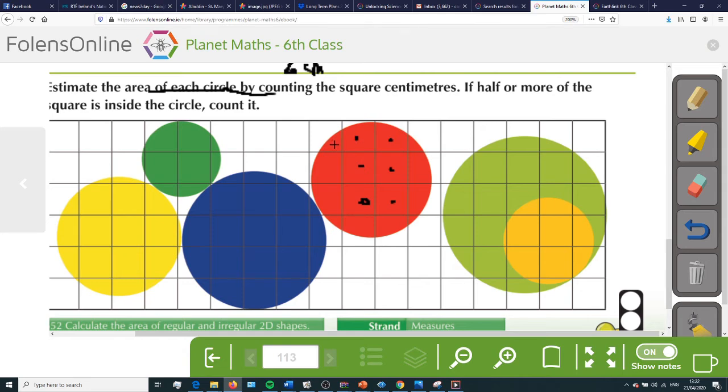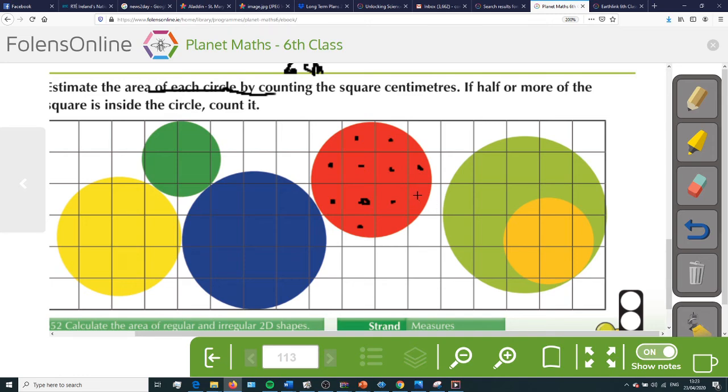Is this over half? I don't think so. This one, definitely. 7. This one, yes. 8. This one, no. This one, it's a tough one. Yeah, I'd say so. 9. This one, no. No. This one, whew, it's getting close there. Maybe, I would say no, and this one I would say yes. So that means 1, 2, 3, 4, 5, 6, 7, 8, 9, 10.